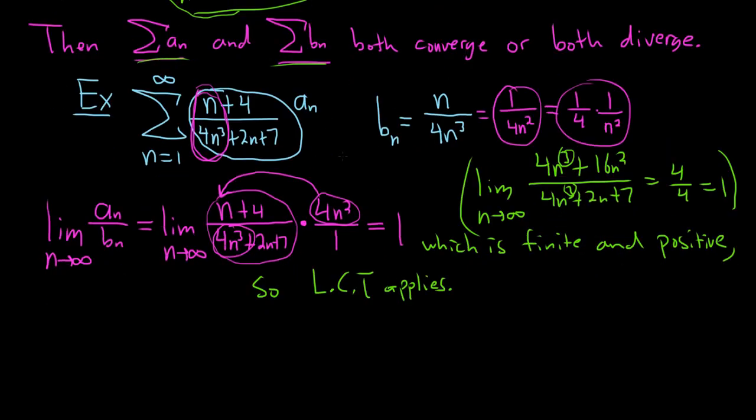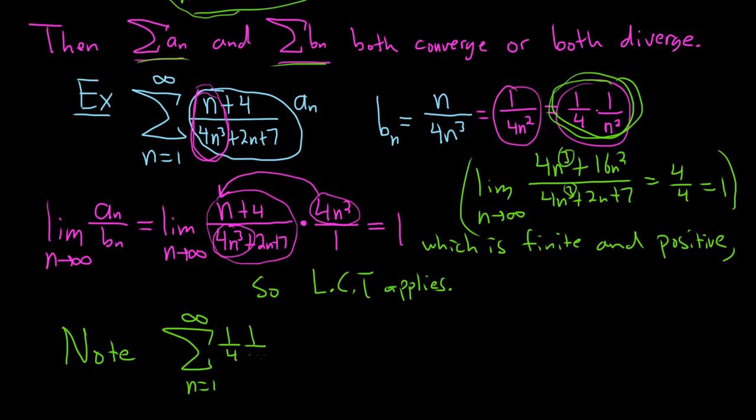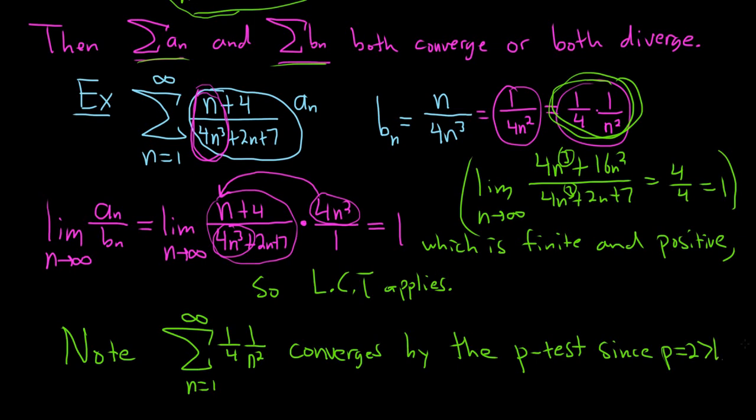So now what we'll do is we'll explain why the sum of the b's converges. So note, this infinite sum here, as n runs from 1 to infinity, of 1 over 4 times 1 over n squared, converges by the p-test, since p is equal to 2, which is bigger than 1.